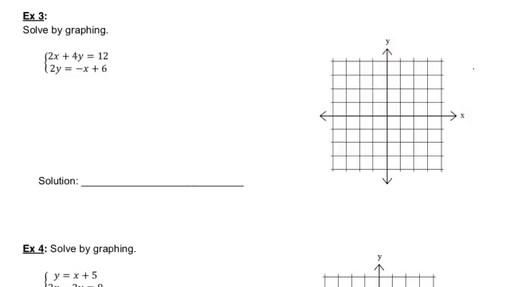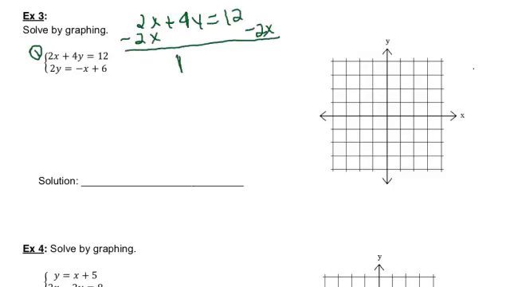Now in this case, if we look at our first equation, again, it's in standard form. So this time we're going to change it to slope-intercept form to graph. So again, to change to slope-intercept form, looking at our first equation here, we need to get y all by itself. So the first thing we need to do is subtract 2x from both sides. And that gives us 4y equals negative 2x plus 12.